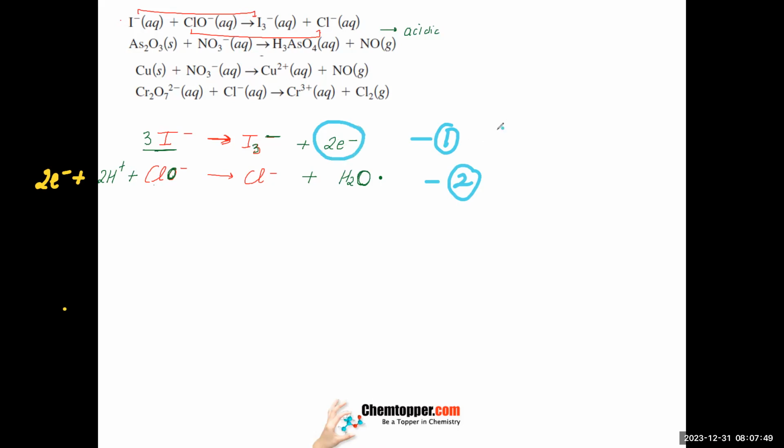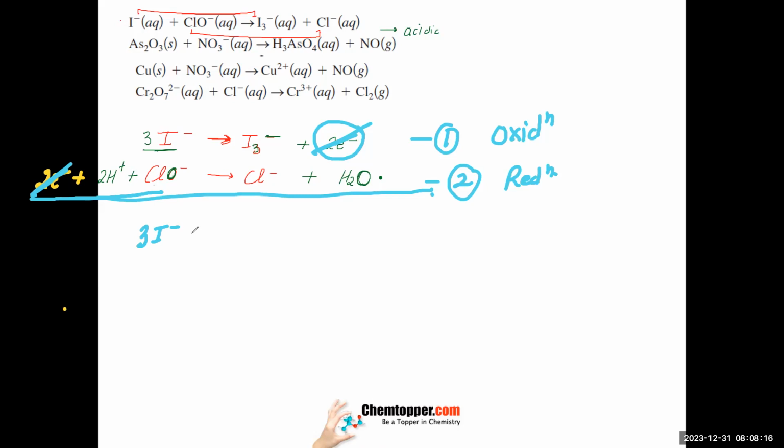Here it is lost. This is oxidation. Here it is gained. This is reduction. Gain means on the reactant side. But these two electrons are the same, so nothing to worry, they can be cancelled out. So you are ready to add them. 3I minus plus 2H plus ClO minus giving you I3 minus, Cl minus and H2O.